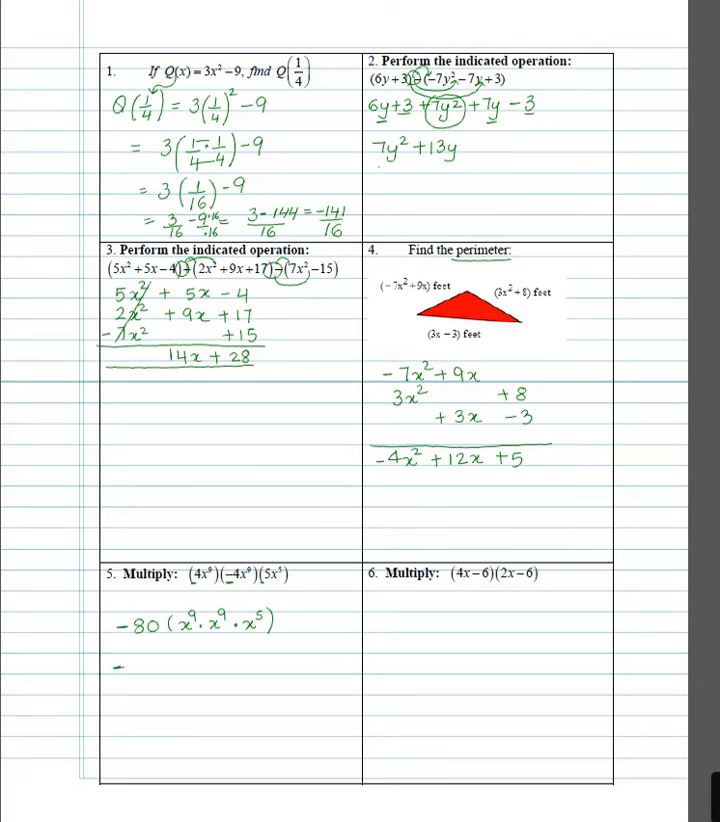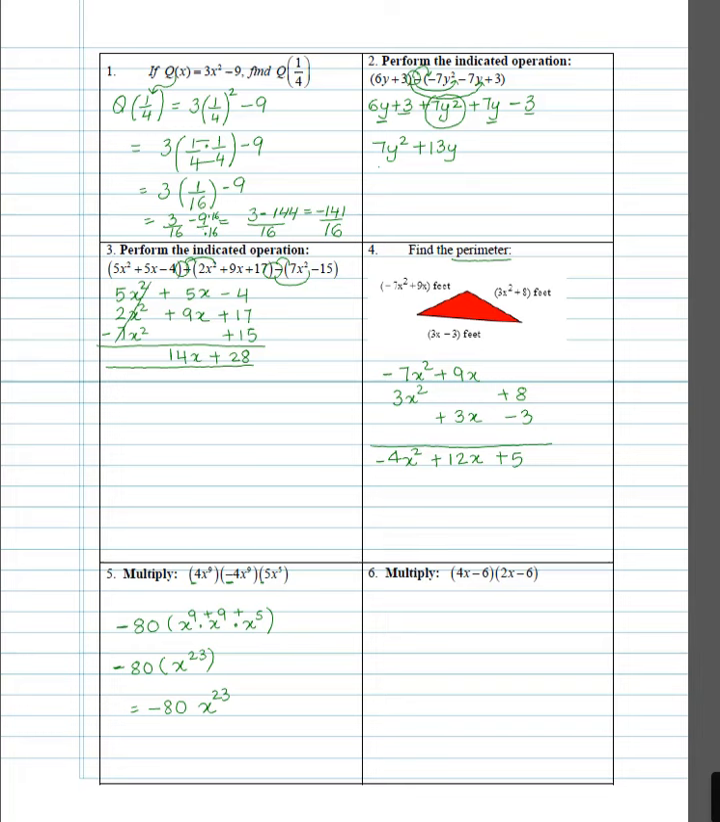So when I rewrite this, I'm done with my numbers. 9 plus 9, 18, plus 5, 23. So x to the power 23. So my final answer is going to be negative 80x to the 23rd.